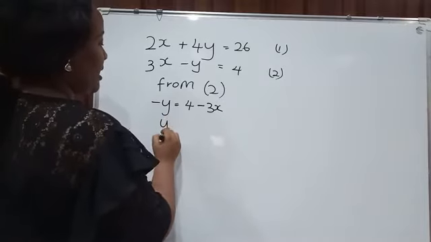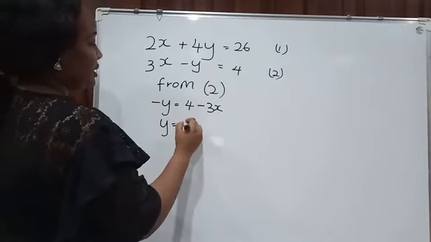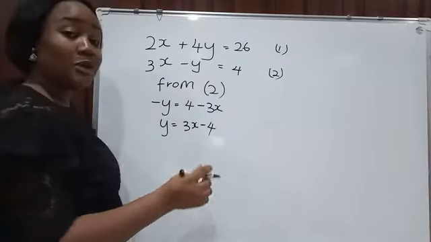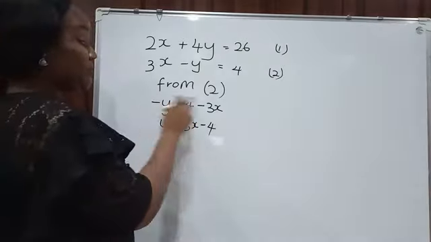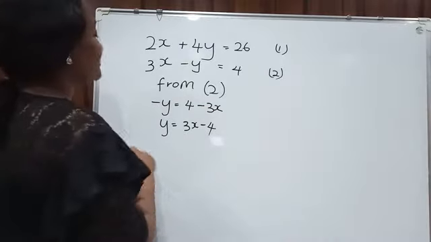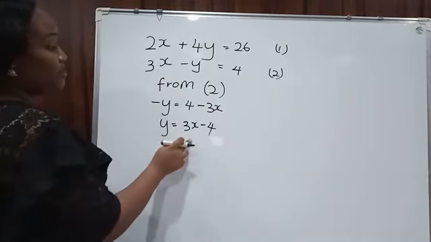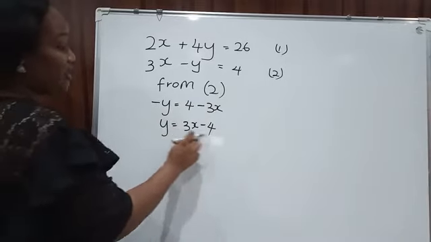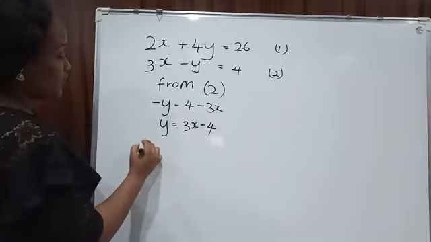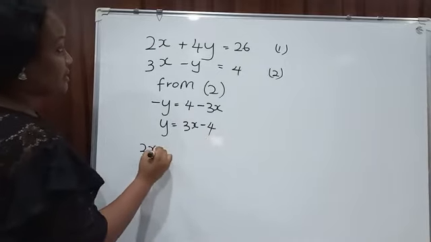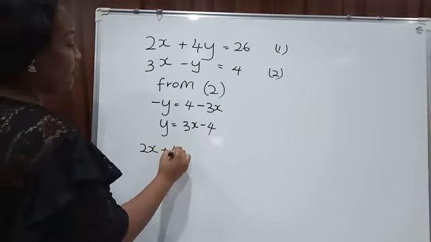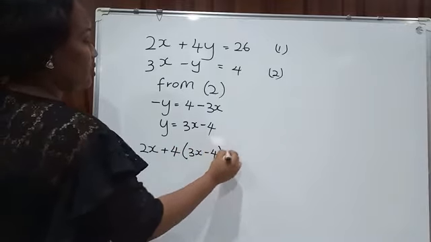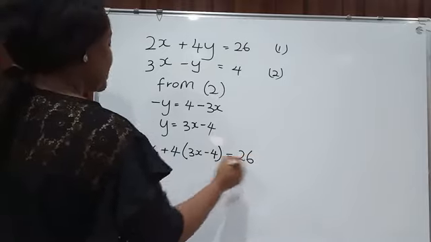So y equals 3x minus 4. I hope you understand how I arrived at this. I multiplied both sides by minus 1. Now you substitute this into equation 1. Anywhere you see y, you put 3x minus 4. So you have 2x plus 4 brackets 3x minus 4 equals 26.